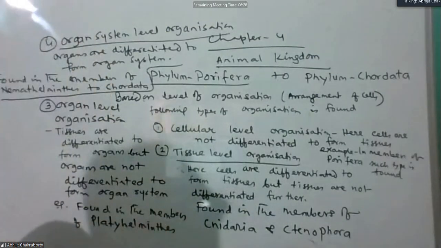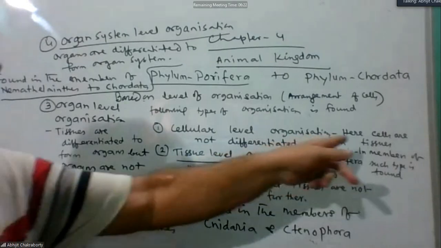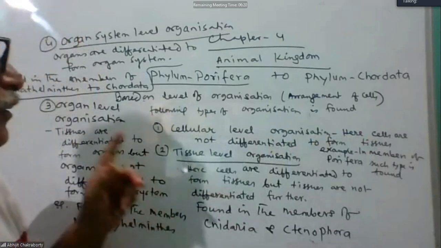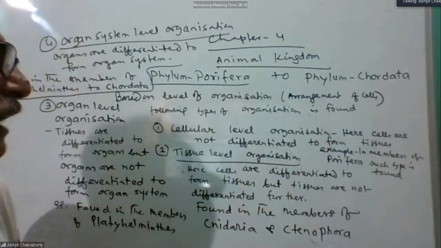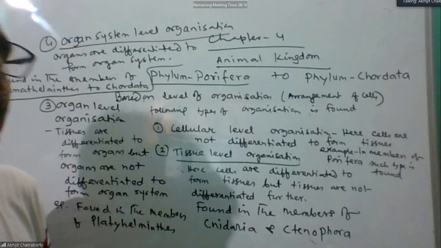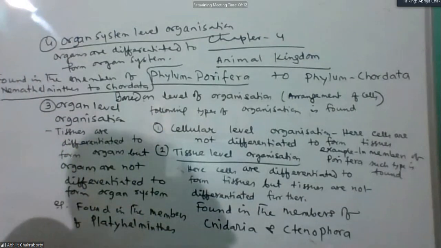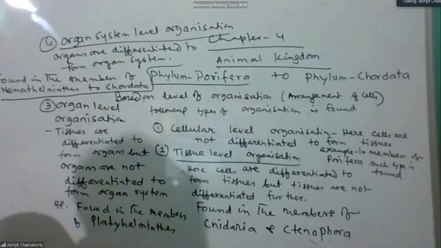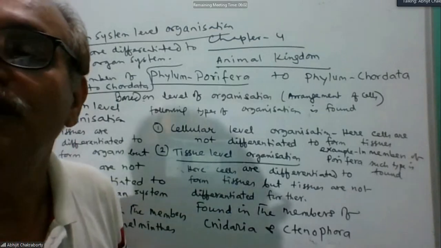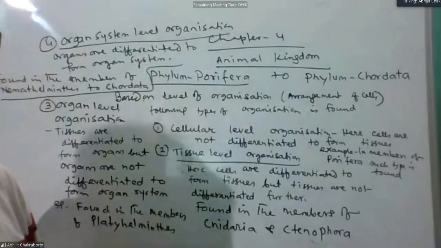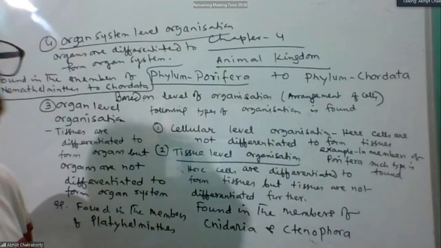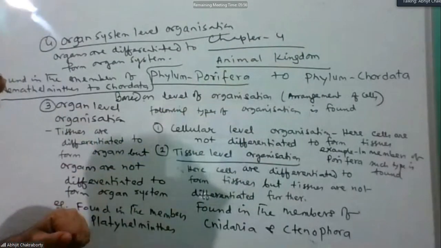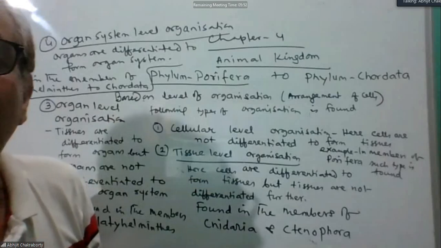So it is clear now. You will get cellular level organization in phylum Porifera. You get tissue level organization in Cnidaria and Ctenophora, that is Hydra, jellyfish, etc. You will get organ level organization in Platyhelminthes like tapeworm. You will get organ system level organization from phylum Nemathelminthes to phylum Chordata.